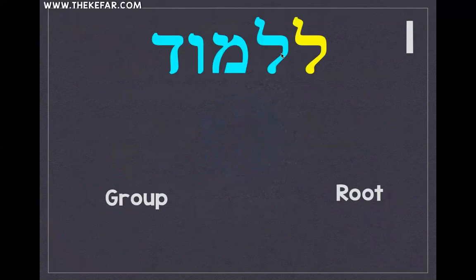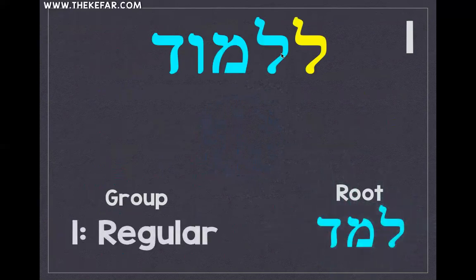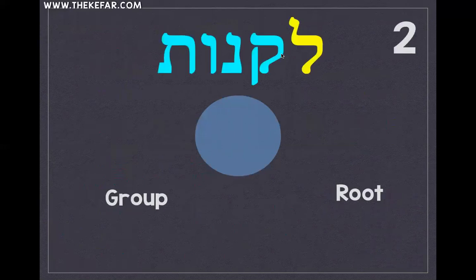And to find the shoresh, we drop the lamed, we drop the middle vav, and that gives us a lamad shoresh. And this is a regular group one verb. Lomed, lomedet, lomdim, lomdot. All right, your second verb is liknot.